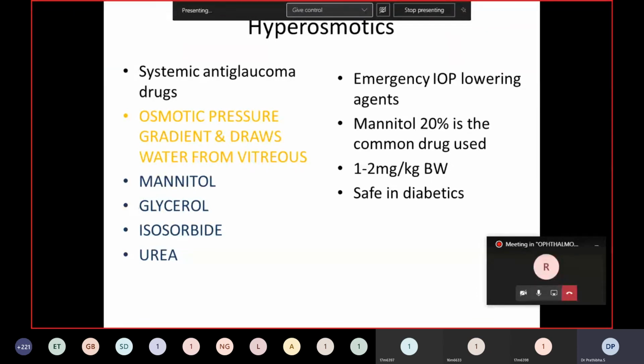It has a major role in angle closure glaucoma because in an acute attack with high pressure, this is the drug which reduces the intraocular pressure. Mannitol, then glycerol can be used. Isosorbide and urea are less commonly used. Mannitol is more commonly used, and glycerol. In diabetic patients, we can't use glycerol. So as an emergency IOP lowering agent, mannitol 20% is the common drug used, at 1 to 2 grams per kg body weight. Mannitol is the safe drug in diabetics, not glycerol.